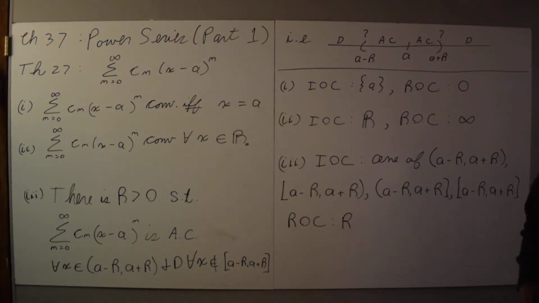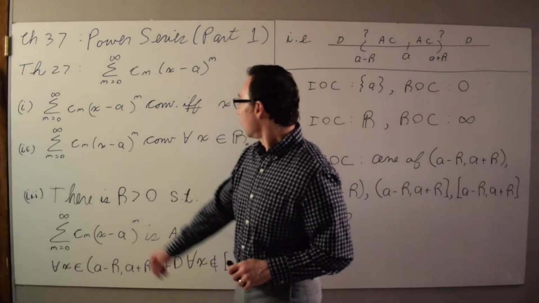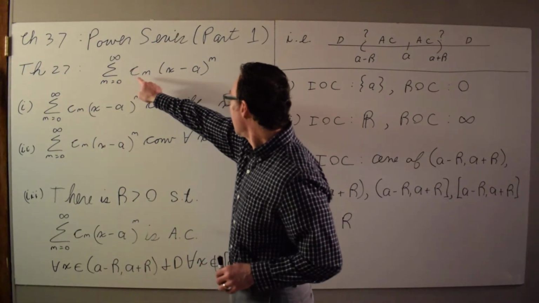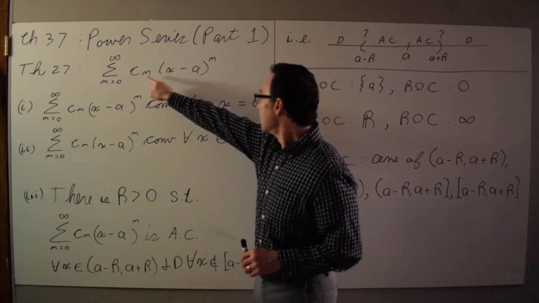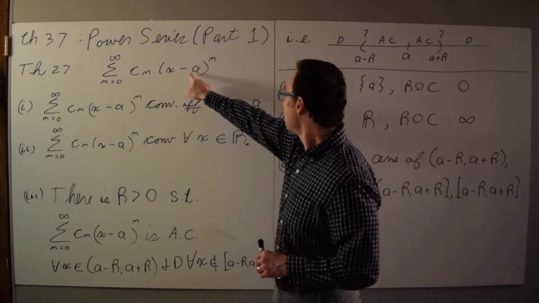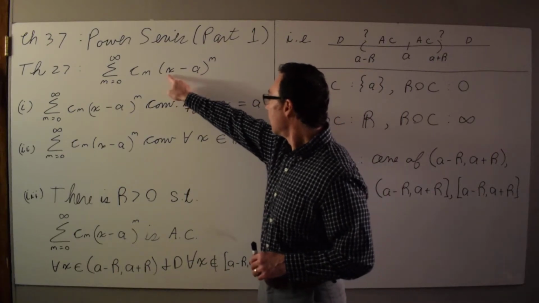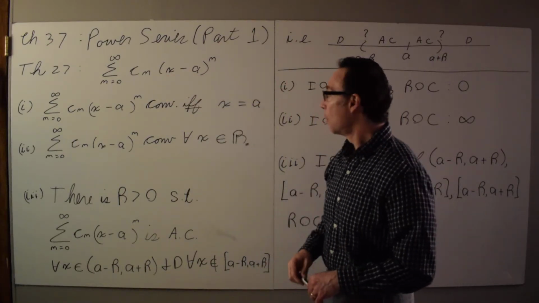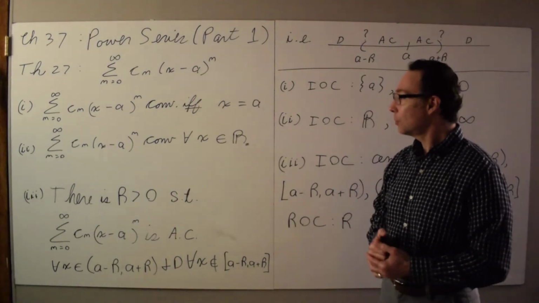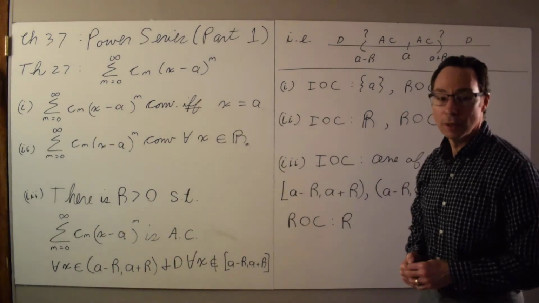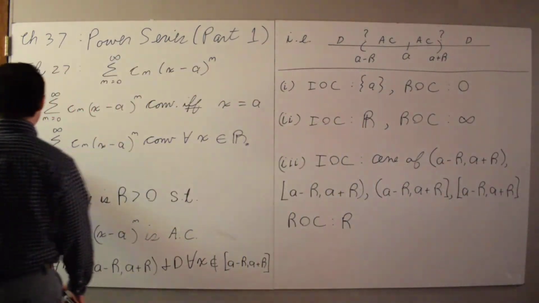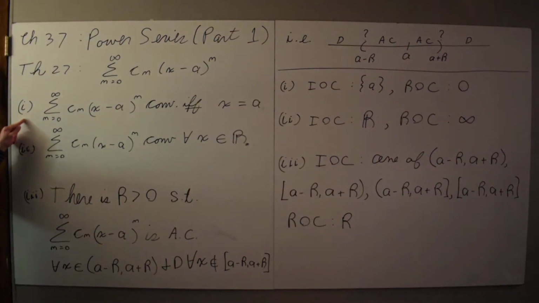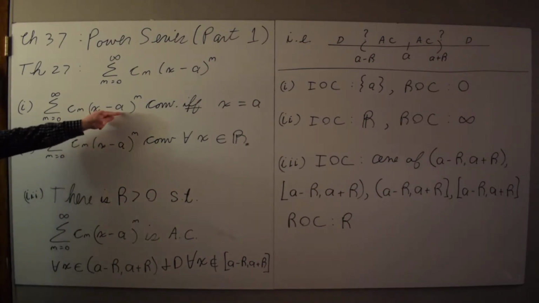So first of all, a power series is the sum n equals 0 to infinity of Cn times (x minus a) to the n. The Cn's are all real numbers, a is a real number, x is our variable. When we write a power series, here's the interesting thing in Theorem 27. One of three things will happen. The first is that the series will converge if and only if x is equal to a.